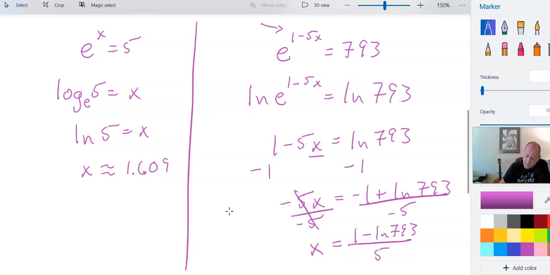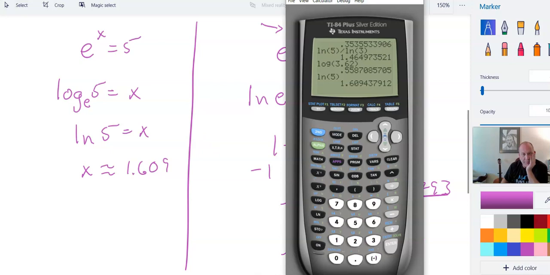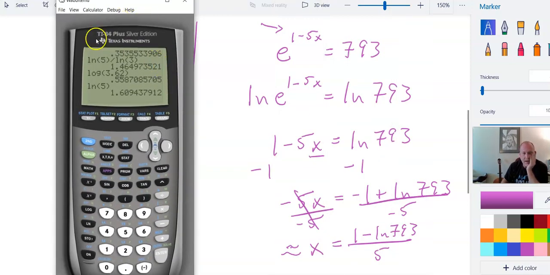So we have that. Now we need to be able to plug this into a calculator for an estimate. So I'll put the estimate on the other side here. So pull that back up, come over here, and we need, if we're going to plug this in all at once, 1 minus the natural log of 793, close that. Now, I also need to close the numerator. I put open parentheses to open the numerator, and then I'm going to divide. So the entire numerator is in parentheses, and I want to divide that by 5, and we'll see what we get. Oh, there we go.